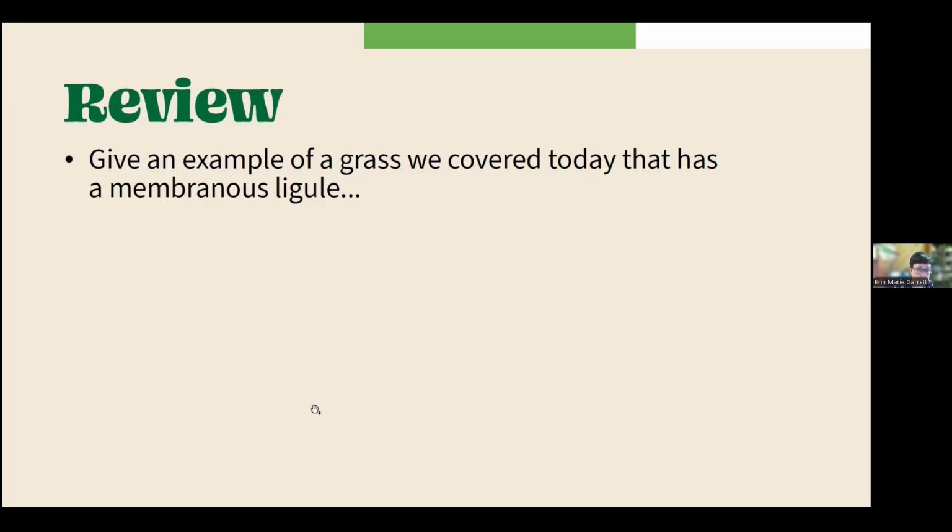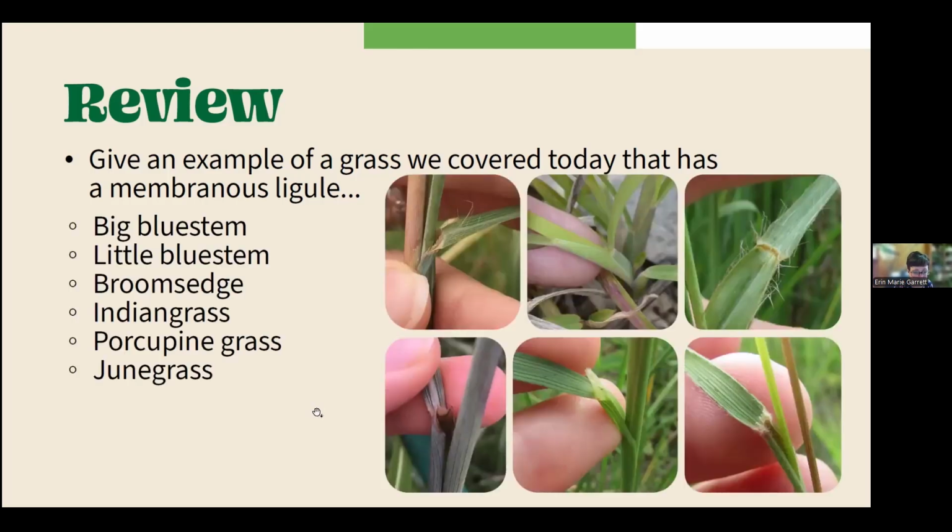All right. We have lots of great answers in here. I'll pop some up here and show you some examples. Big blue, little blue, broomsedge, the Indian grass again. This picture I didn't share earlier, but this kind of shows the horns plus the membranous ligule, so you can kind of get a different view of what that looks like there. Porcupine grass, Junegrass. So lots of different options with those membranous ligules.